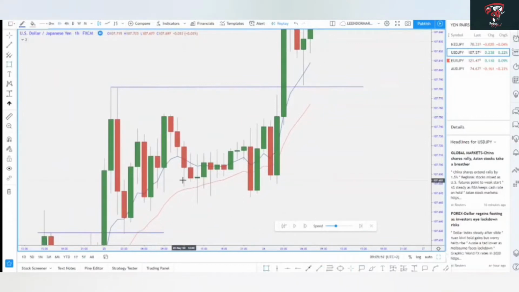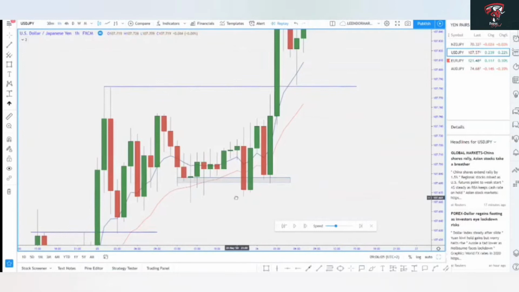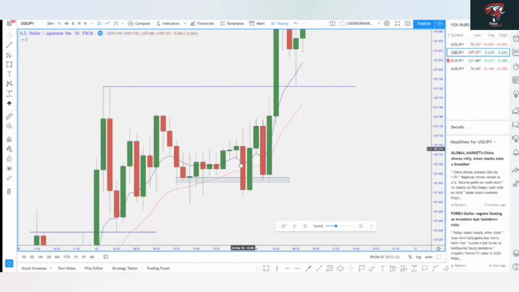Let me use a rectangle for this example. So this line is a line that touches most wicks. You can see 1, 2, 3, 4, 5, 6. This is an area in which the market spiked so much. So you can see how this level then became a level of support. And also the EMA is playing quite a major part of this analysis and this trade.